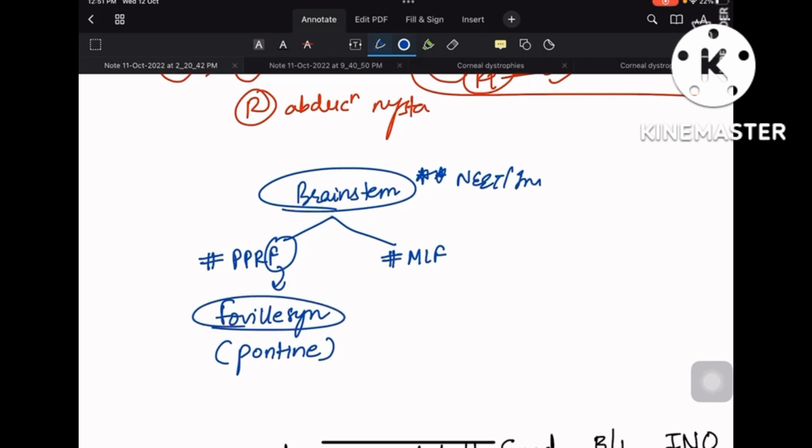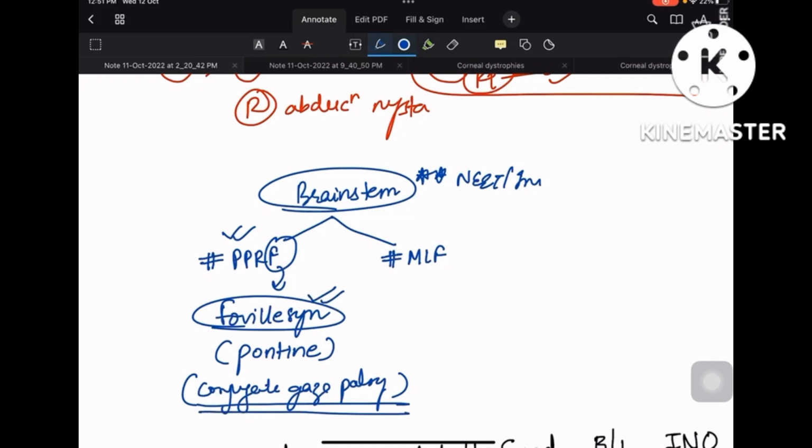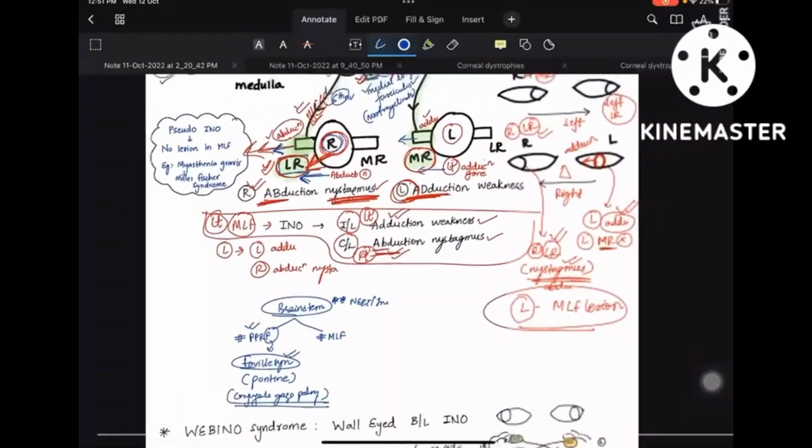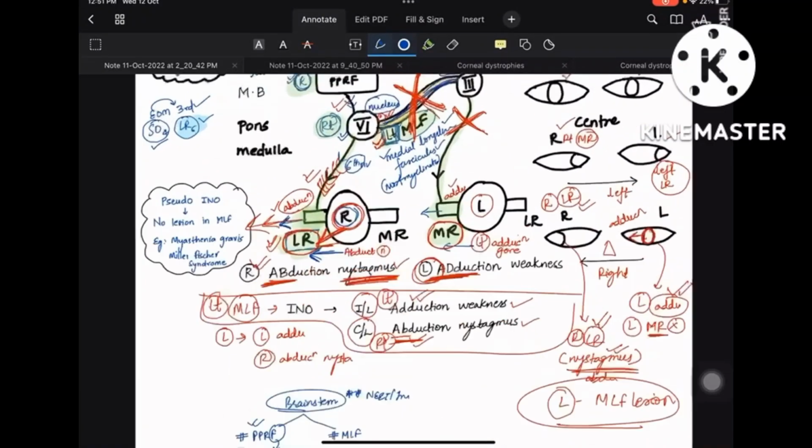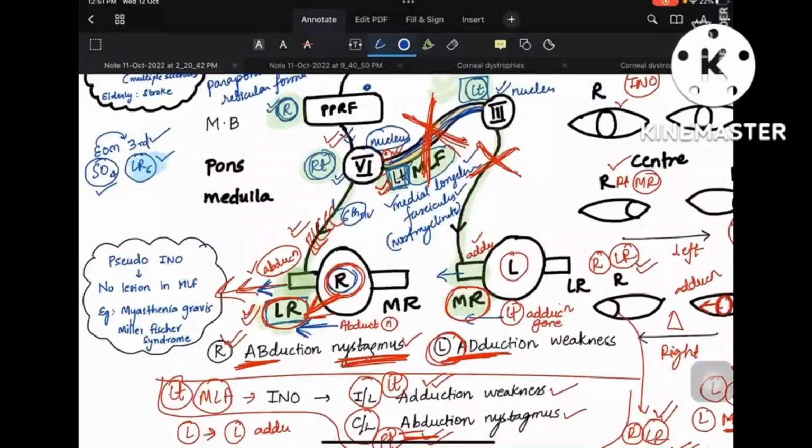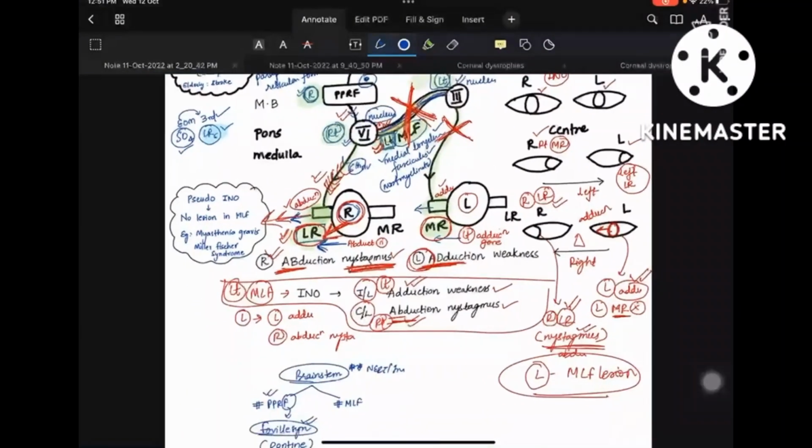Foville's syndrome has this PPRF involvement, so that's why this conjugate gaze palsy is seen in Foville's. I hope you remember. If you watch that video, you will not forget this point, that conjugate gaze palsy is seen in Foville's syndrome. Now I have explained in detail that when the PPRF is gone, the whole pathway is gone, right? Like there is no movement at all in both LR and MR. So that's why the conjugate movement is lost.